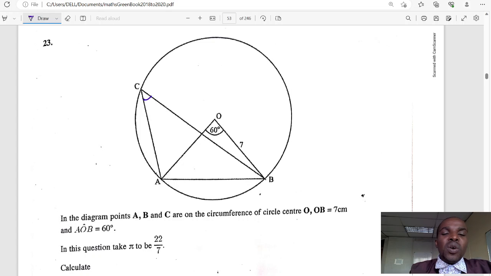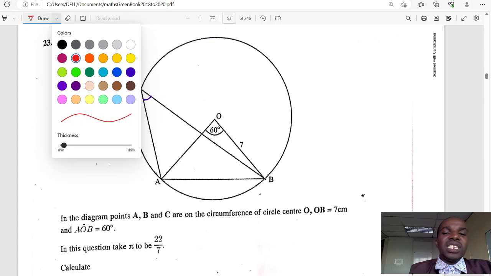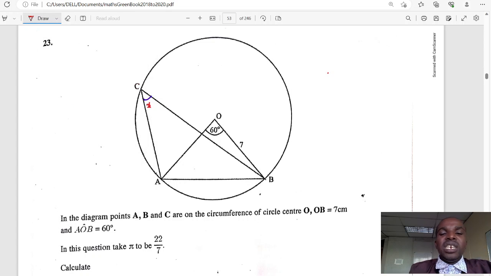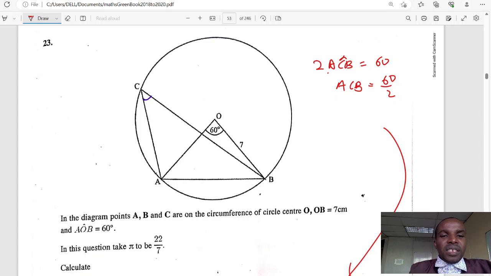Right, this one, use the fact that the angle at the center is twice the angle at the circumference. So 2 times angle ACB is equals to 60. So ACB is 60 over 2, which is 30 degrees. So this working must appear here. So this one is 30 degrees.